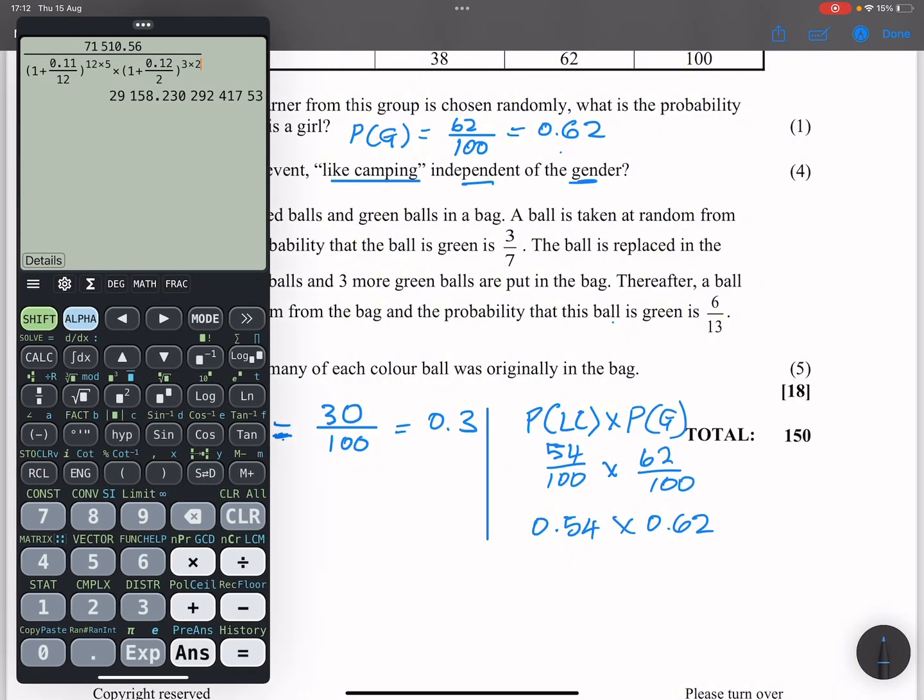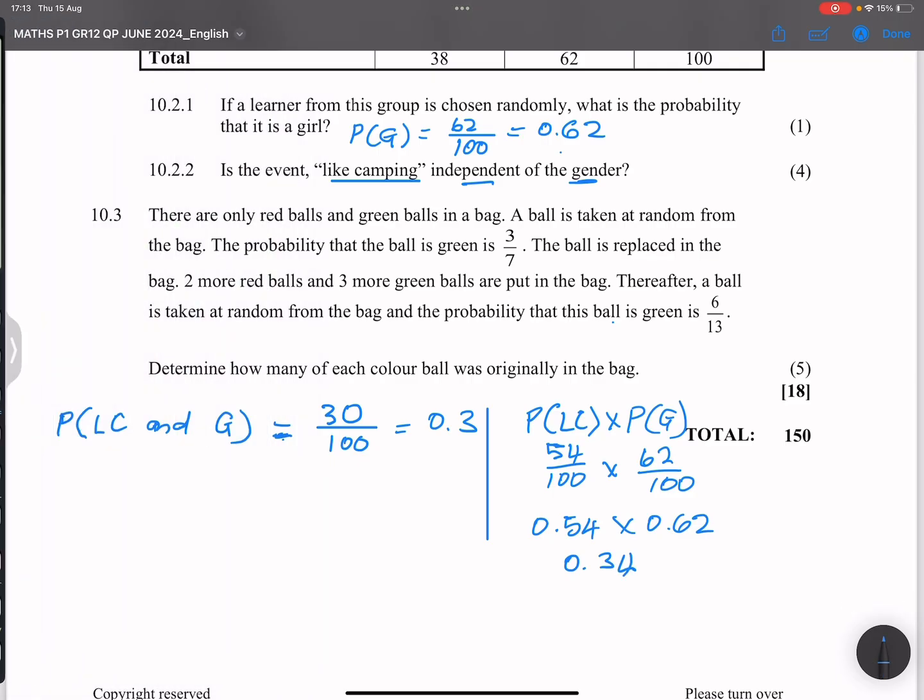And if we multiply those two, we get a probability of 0.335. Or you can say 0.34 if you want to. The main point is that the probability of like camping and being a girl is not equal to the probability of like camping multiplied by the probability of being a girl. So therefore, what can we conclude? The events are not independent.